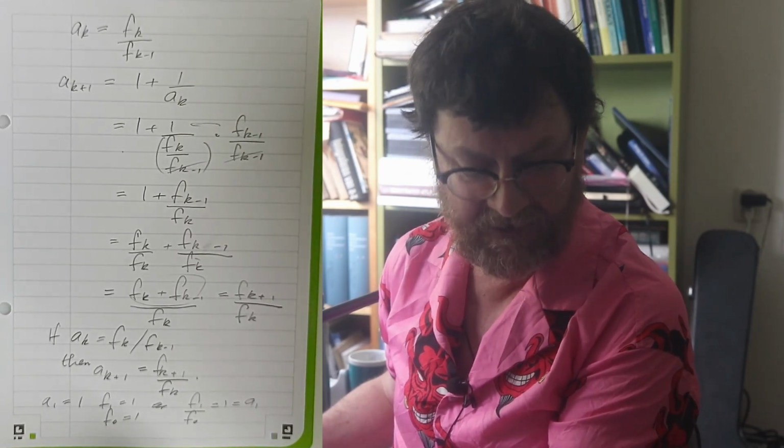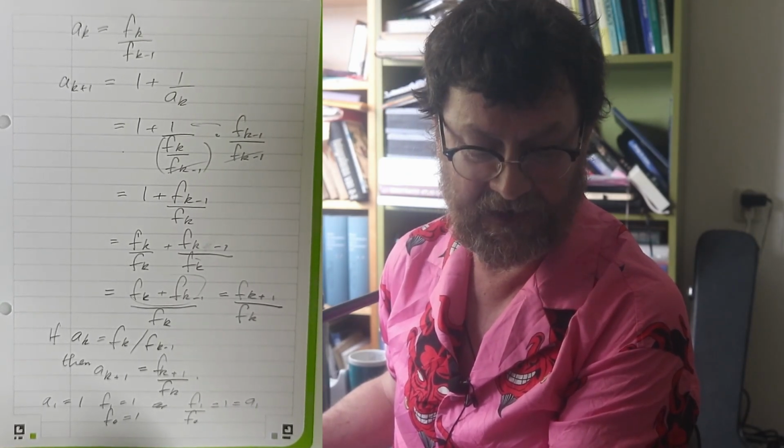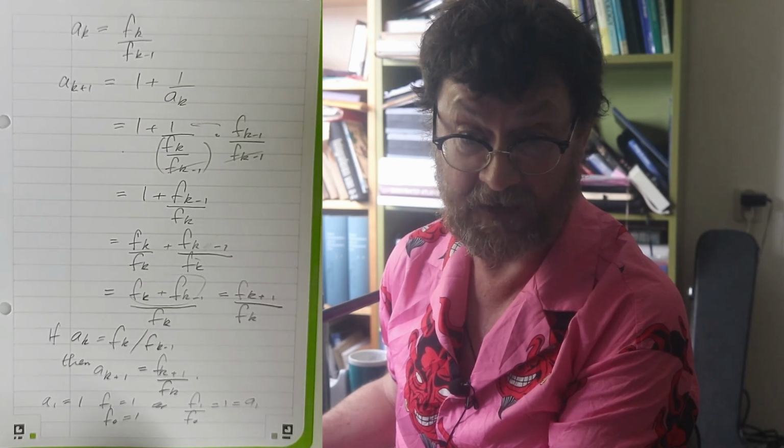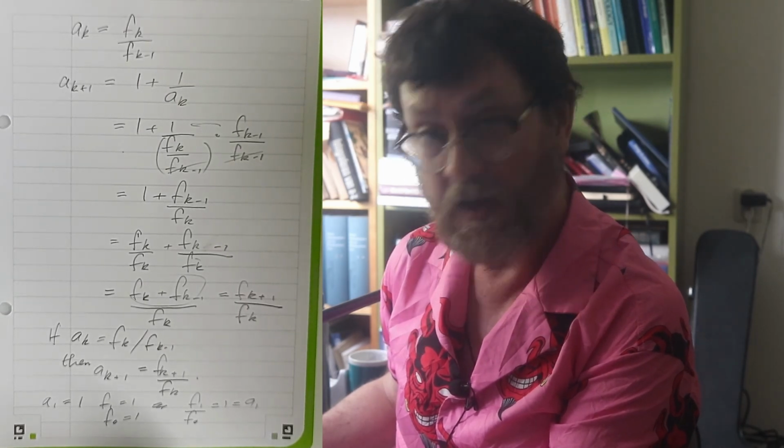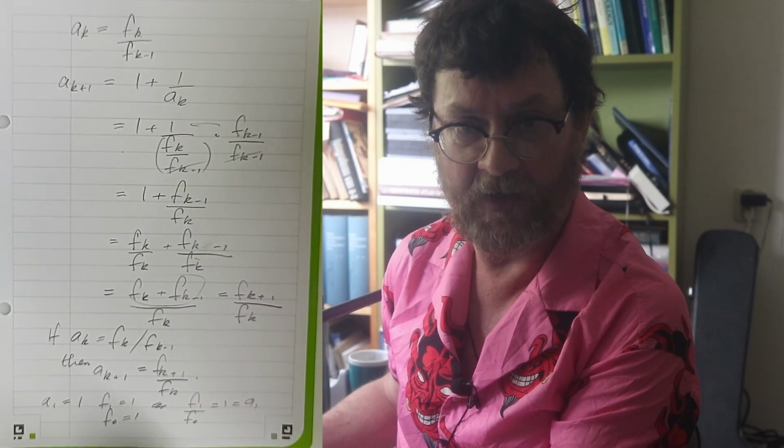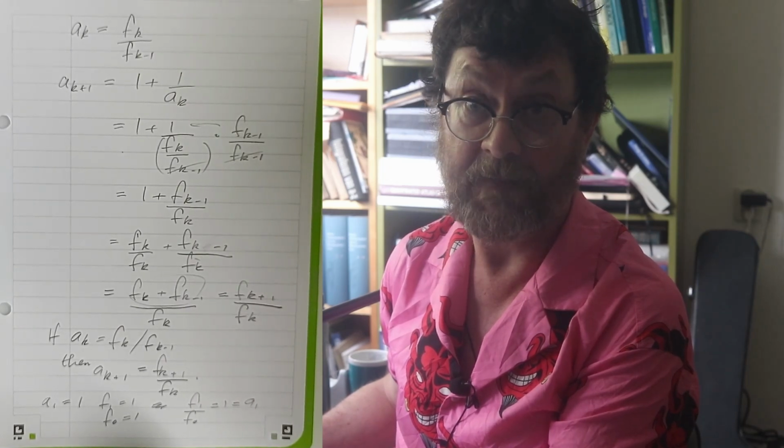So completely generally, the successive terms in our iteration formula for the golden ratio continued fraction thing are the ratios of successive terms of the Fibonacci sequence. And we're done. Well, are we done? We're kind of done. There's one thing we haven't proved here.